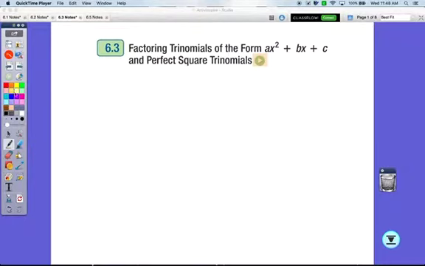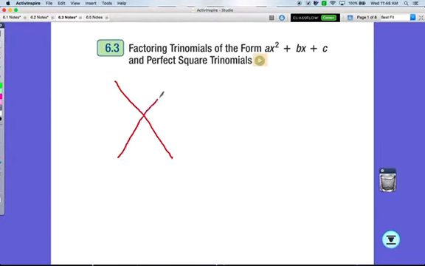You can just do a guess and check method, which I actually prefer to do when I'm actually doing it. Or there are other methods, but the one I'm going to show you is the big X method. What the big X method does is it breaks it down so there's a little bit fewer choices.